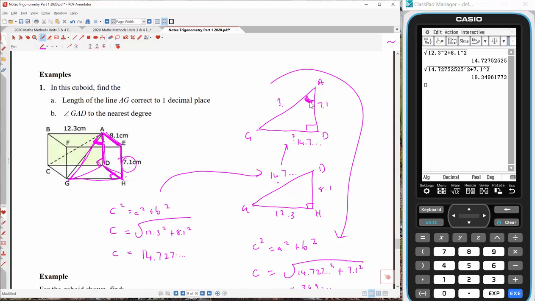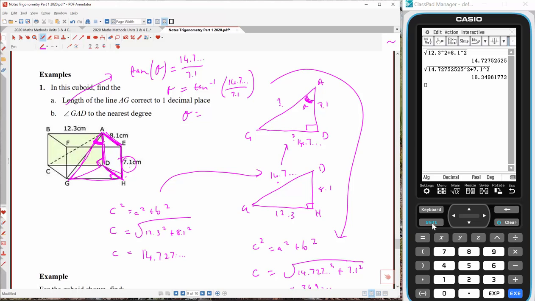And I could do that by using some trig. So I'm going to go the opposite over the adjacent, which is tan. So my working's a little bit all over the place here, girls, sorry, but we're going to go tan. Let's call this theta here. Theta equals the opposite, which is 14.7... over 7.1. That means that we're going to inverse both sides to find theta. So theta equals tan inverse 14.7... over 7.1, and theta is equal to.